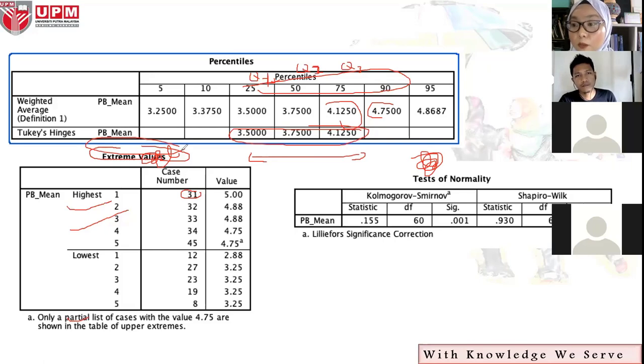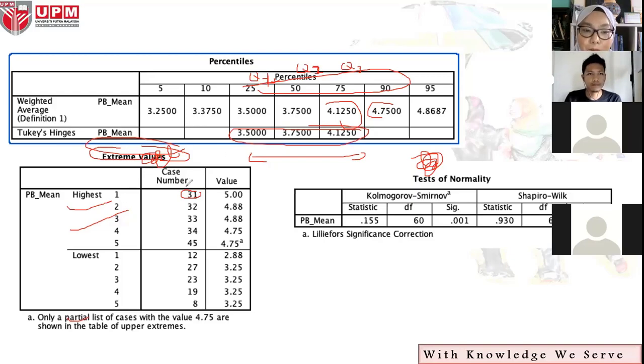The values that will influence your data, and it might cause your data to become not normal. Okay, the extreme value ni can influence your data, in which the availability of extreme values in your data set may result in non-normality of data. Okay, dia menyebabkan data kita tak normal bila ada extreme value ni.